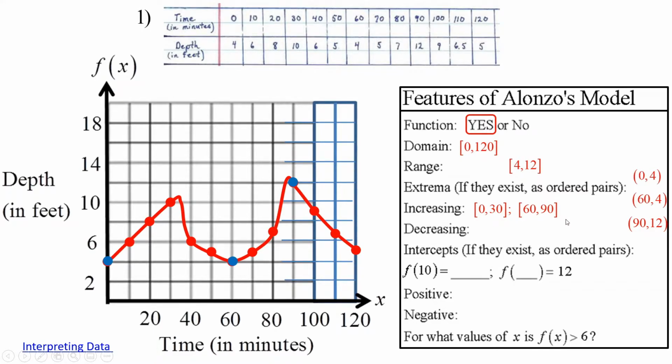Now, where is it decreasing? Well, I see two intervals where I'm going to be decreasing too, right here and then right over here. So the first interval would be from, and that's a 30 to 60, all right, inclusive. And then we go all the way over here from 90 to 120. Okay, so increasing and decreasing, we talk about the x intervals where the function is increasing or decreasing.